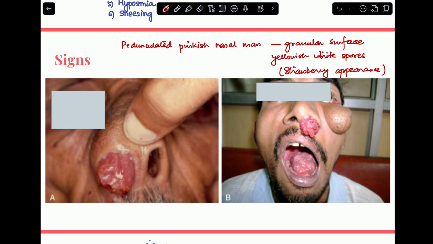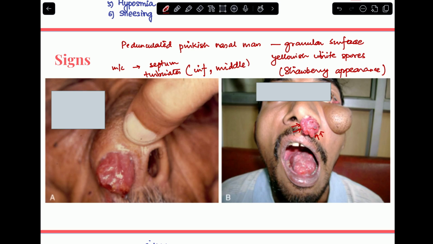As you can see, this is a pinkish pedunculated nasal mass, and it seems to be studded with white sporangium, giving it a very granular appearance. This is known as the strawberry appearance. And in the nose, the most common area that is involved is usually the septum and the turbinates. And even within the turbinates, the most common turbinates to be involved are the inferior turbinates and the middle turbinates.